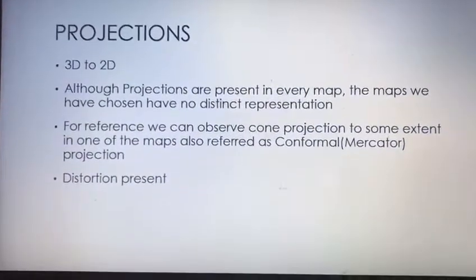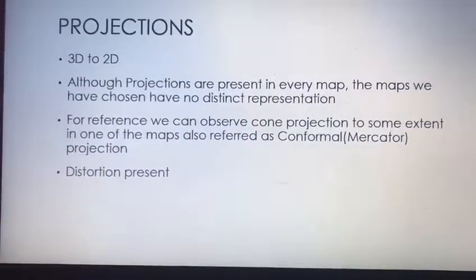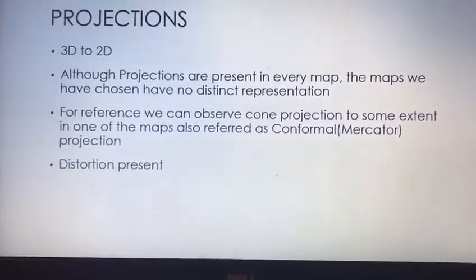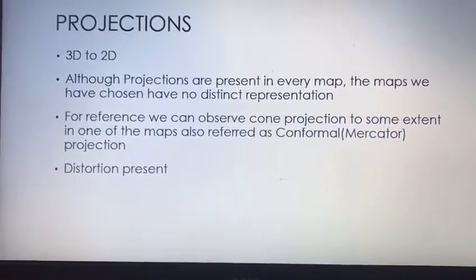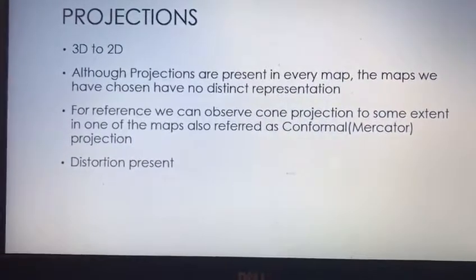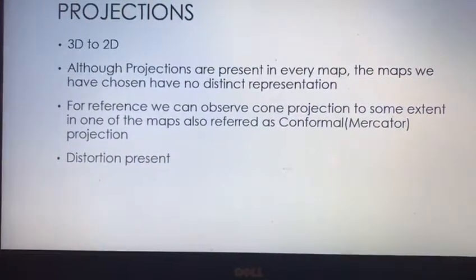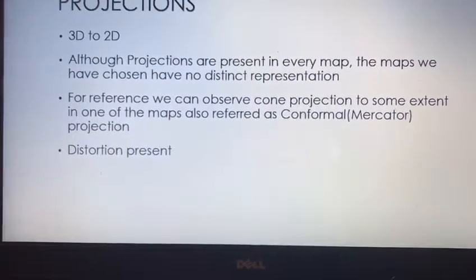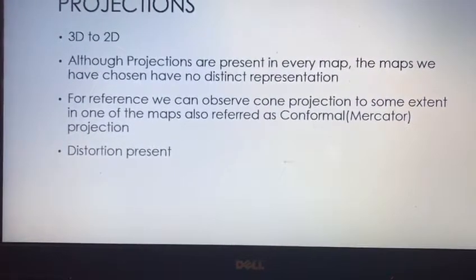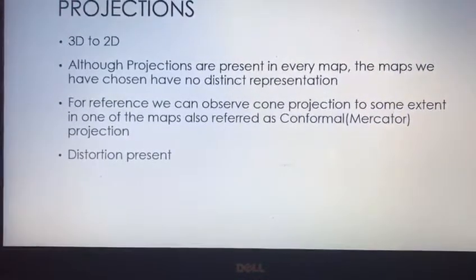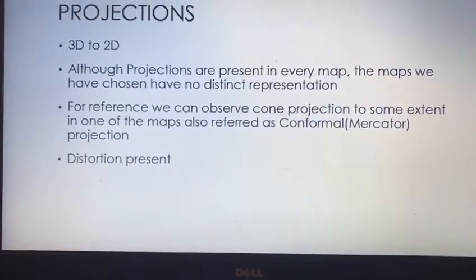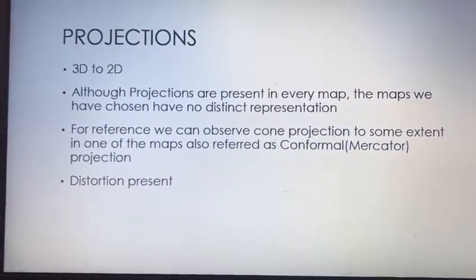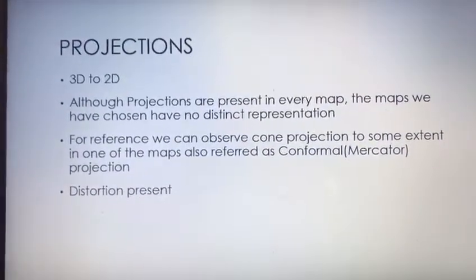So moving on, coming to projections. Projections are, as we all know, just a 2D representation of a 3D Earth. Although our maps today don't have projections in greater detail, we do talk about projections when we come to the map, and as a point of reference, we have conic projections, which are also known as conformal projections, which have distortions but which cannot be observed, and we will talk about why we cannot observe the distortion in our maps in just a few seconds.